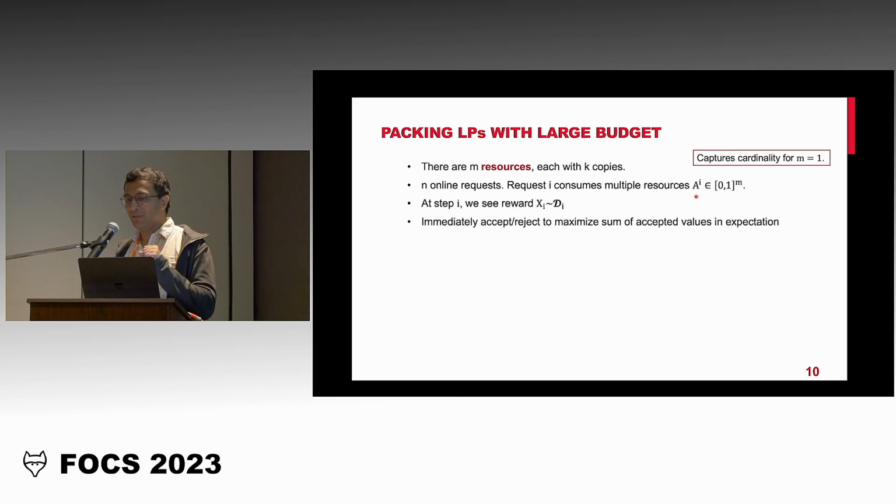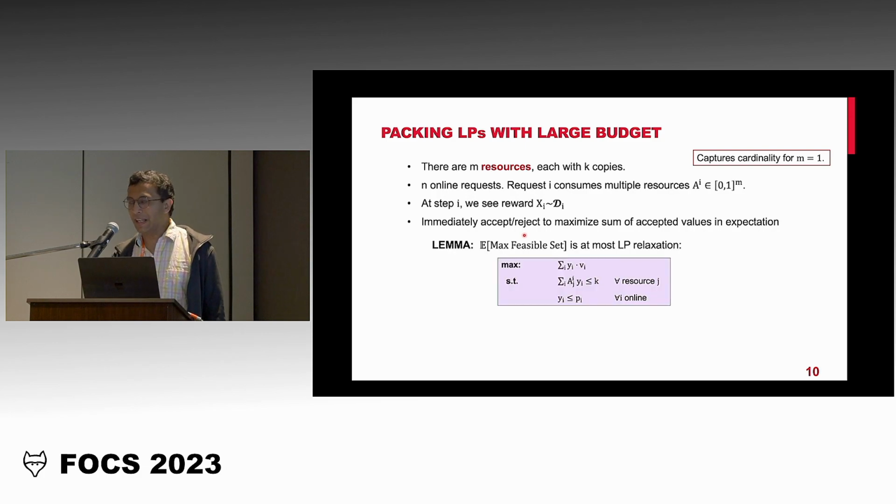You need to decide immediately whether you want to select it or not. The reward that it's going to give you is drawn from some distribution. So you get to see the ith request, and you get to see how much reward it's going to give you. You need to immediately decide whether you are going to accept it or not. If you accept it, you are going to consume exactly this vector of resources. Basically, the jth coordinate tells me how much I have consumed of the jth resource. Immediately accept or reject, and I want to maximize the sum of the values.